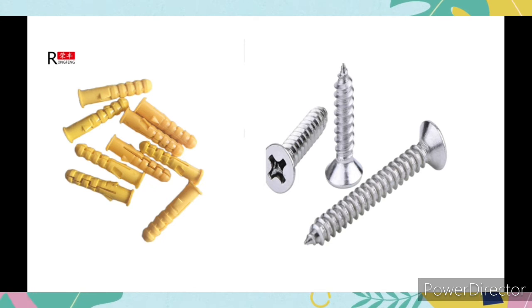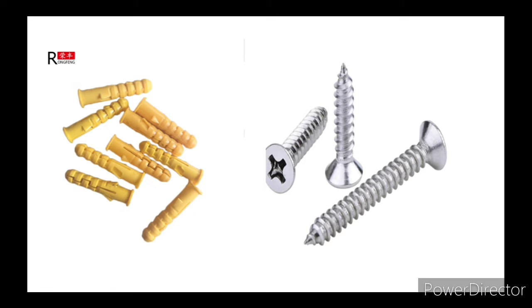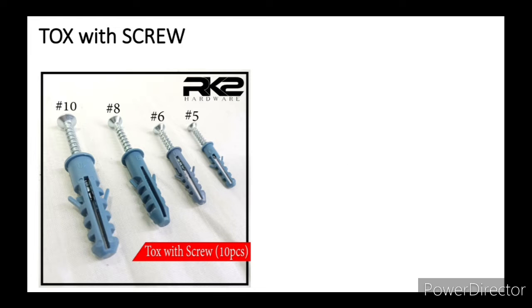For the next tool, we have here tacks with screw. A tacks is a type of wall plug or anchor that can be used in concrete, in wood, and even in masonry. It is needed when a screw has to be attached to a porous or brittle material. The tacks with screw helps support the weight of the object.